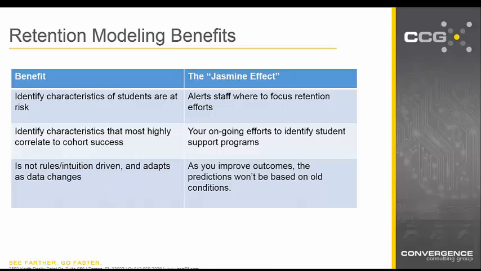As you improve outcomes, predictions won't be based on old conditions, and so these models need to be constantly revisited, tested, and refined, and that's part of the analytics process and statistical analysis of those data. So, with that, yes, absolutely.